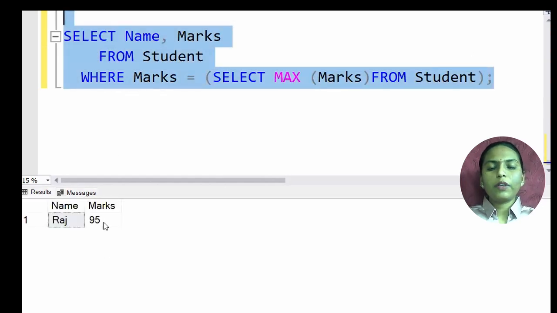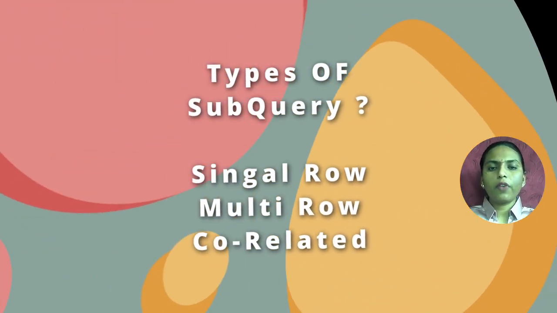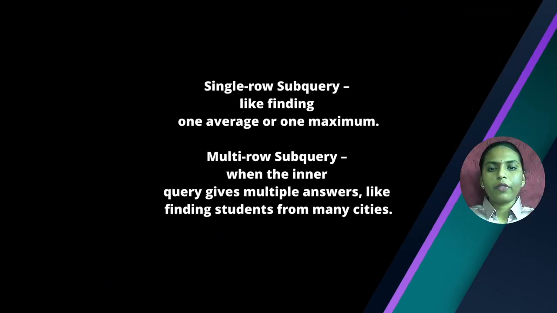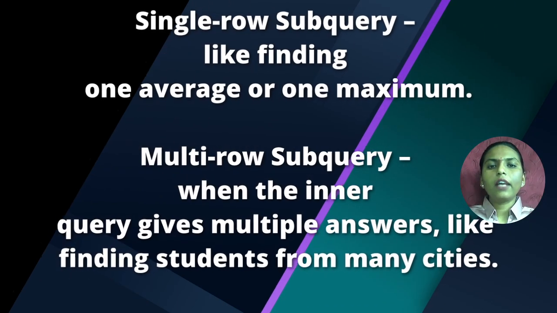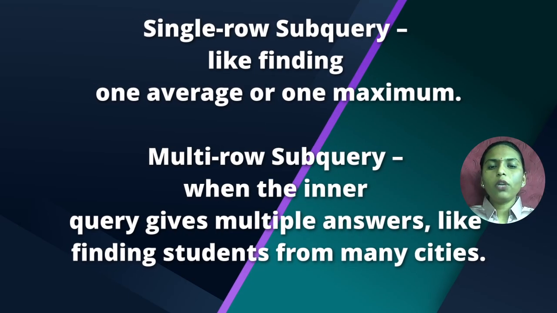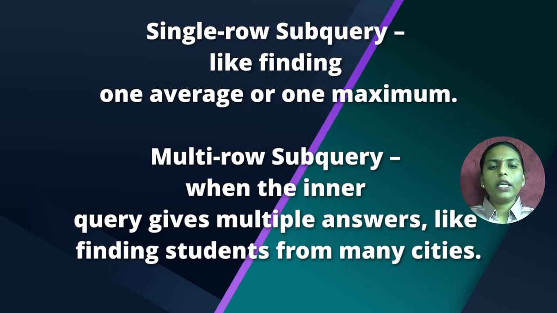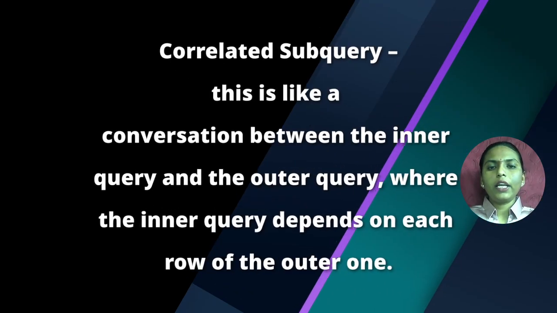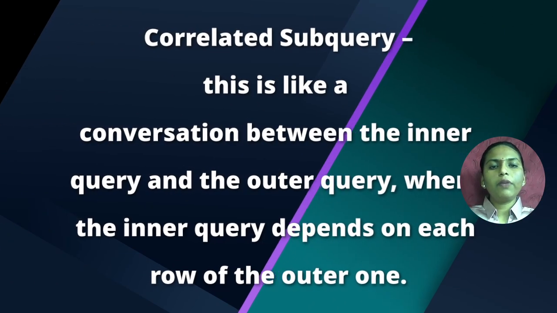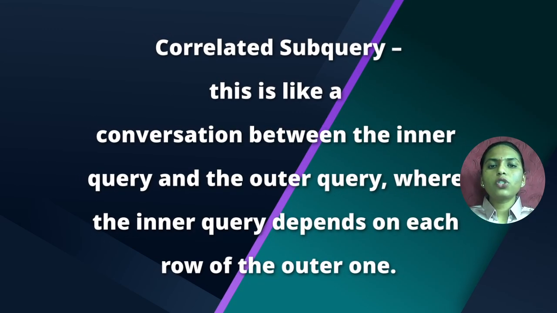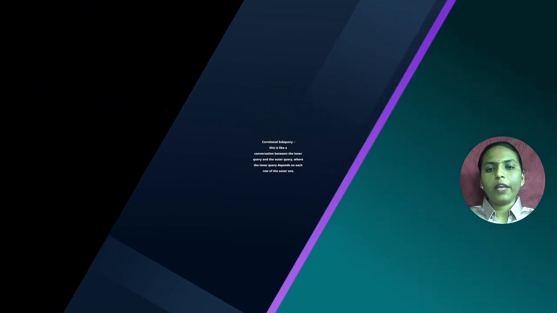The types of subqueries are single row subquery, multi-row subquery, and correlated subquery. The single row subquery is like finding one average or one maximum. Multi-row subquery is when the inner query gives multiple answers, like finding students from many cities. The correlated subquery is like a conversation between the inner query and the outer query, where the inner query depends on each row of the outer query.